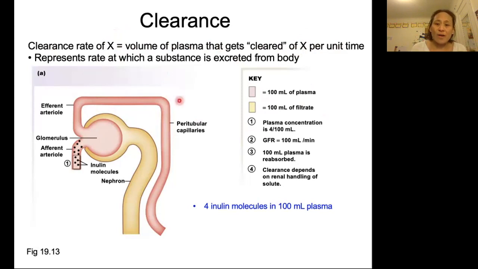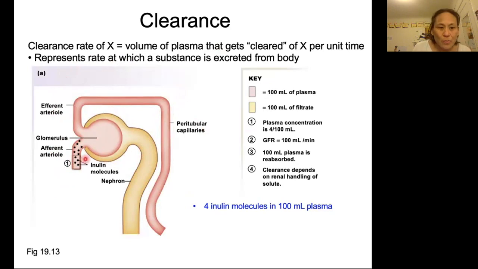So to illustrate the concept of clearance, we're gonna look at this figure right here. Just to orient you, this is our vasculature. We've got our afferent arteriole, our glomerulus, efferent arteriole, and peritubular capillaries here. And then we've got our tubule here. So we've got Bowman's capsule here and the whole rest of the tubule down here, okay?